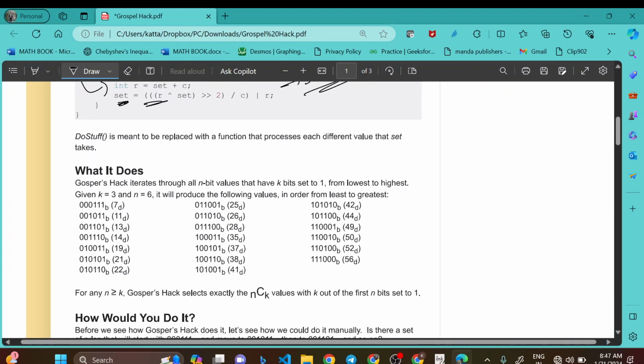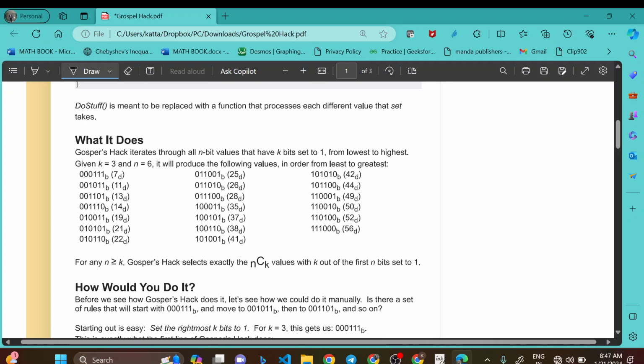So how are we going to use Gosper's hack? Let us take this example: n bits, k set bits. Let us assume n equal to 6. In our previous case we had taken n to be 8 and k to be 4. Now let us assume we have taken n to be 6 and k to be 3.